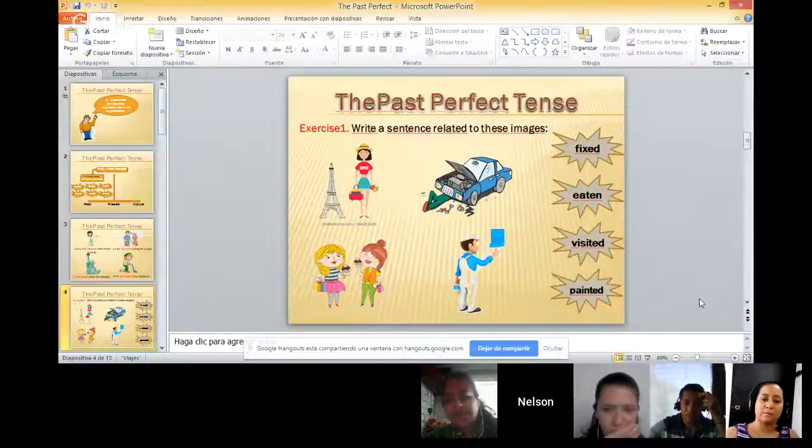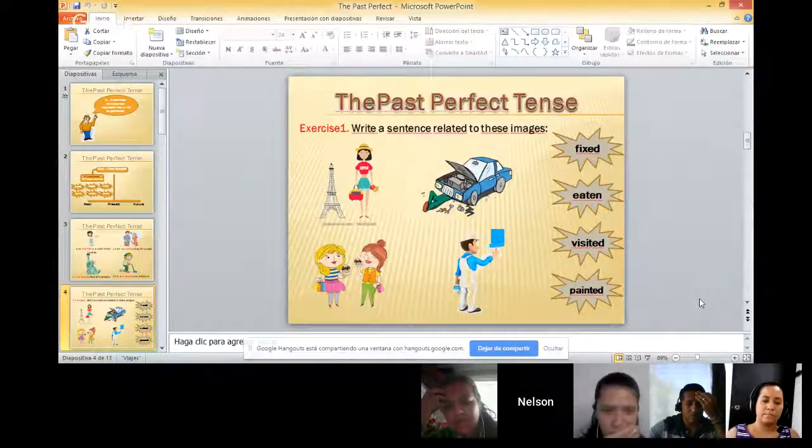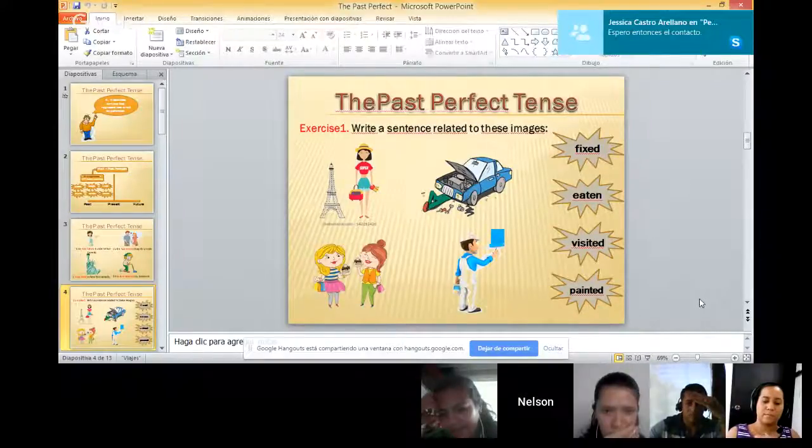And as you could see and you can evidence in my examples, it is not their first time doing that activity. She had visited Paris. It means that it is not her first experience going to Paris. He had fixed my car. It is not the first time he fixes my car. They had eaten cupcakes. So it means that it is not the first time for them to eat cupcakes in that bakery. And finally, John had painted my apartment.